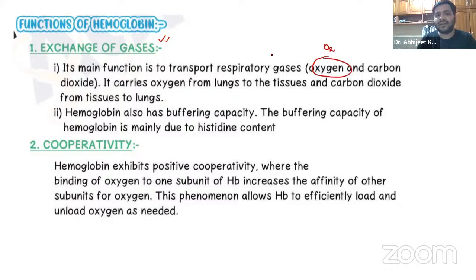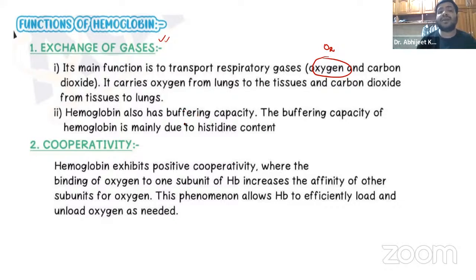And carbon dioxide, right? Now, you already know it carries the oxygen from the lungs to the tissues, all over the tissues, and from all the tissues, it collects the carbon dioxide, and transports the blood back to the lungs. So that is the very primary important function that everyone knows: the main function of hemoglobin is to transport oxygen and carbon dioxide. It carries oxygen from the lungs to different parts of the body, and vice versa. From the tissues, it collects the CO2 and gets it to the lungs.